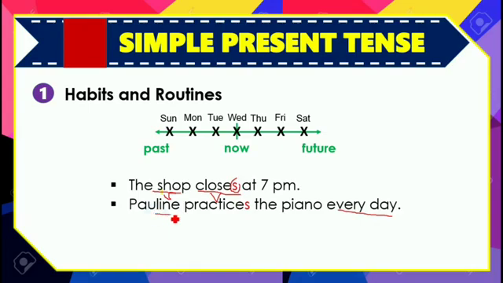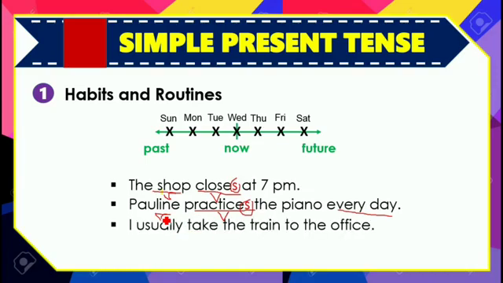So Pauline is our subject, while our verb is practices. We added an s because our subject is singular. Another example is I usually take the train to the office. So it's a routine. Whenever he goes to the office, he takes a train. So I is our subject, which is plural, while take is our verb, which is also plural. So remember, there is no s.